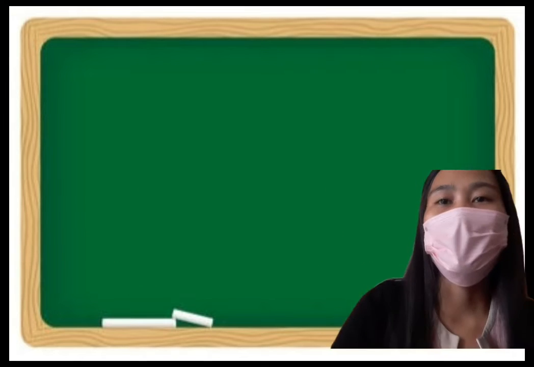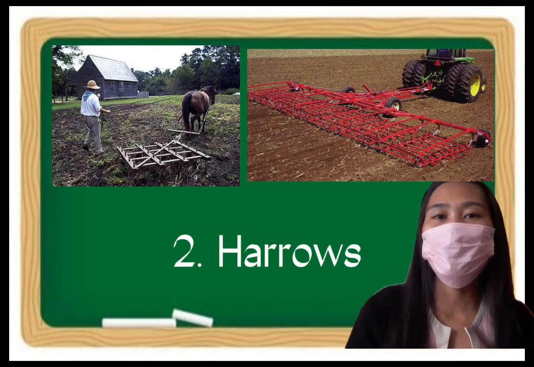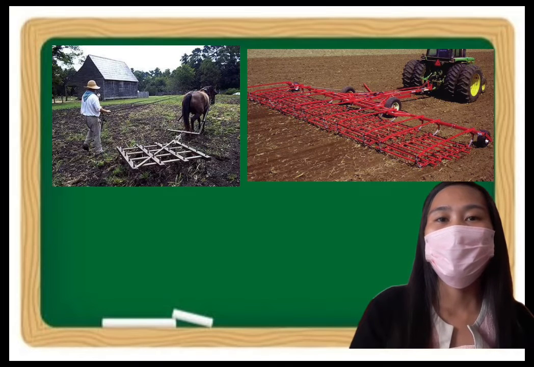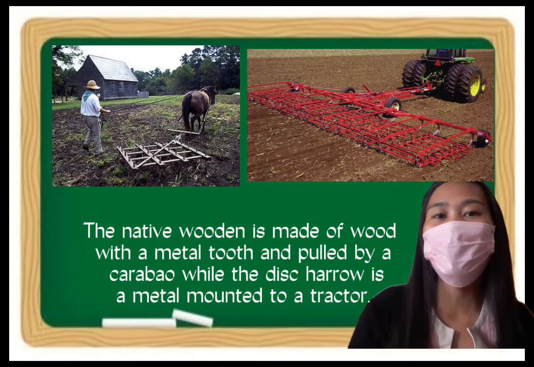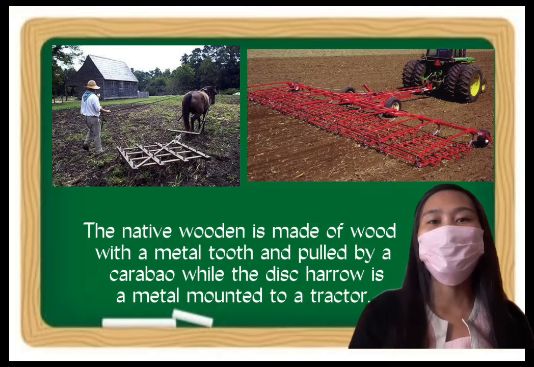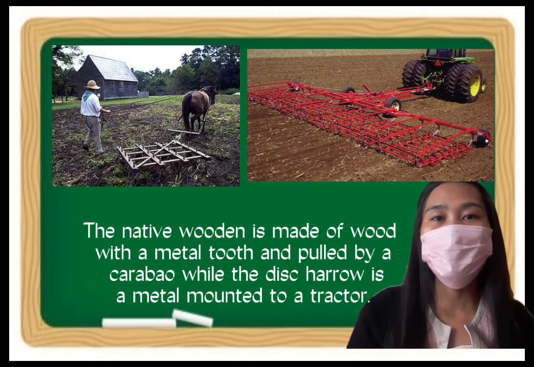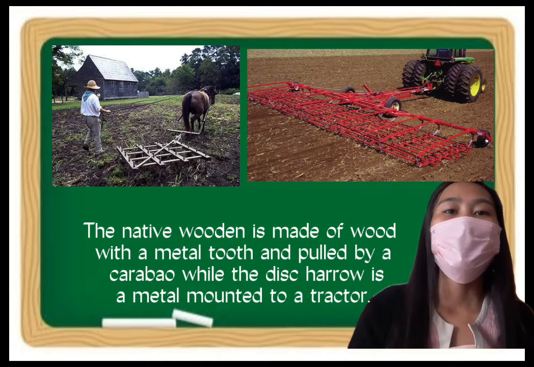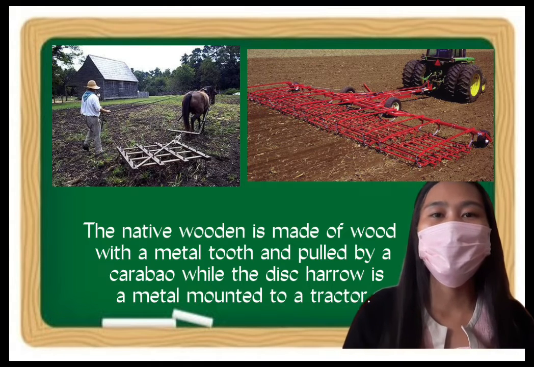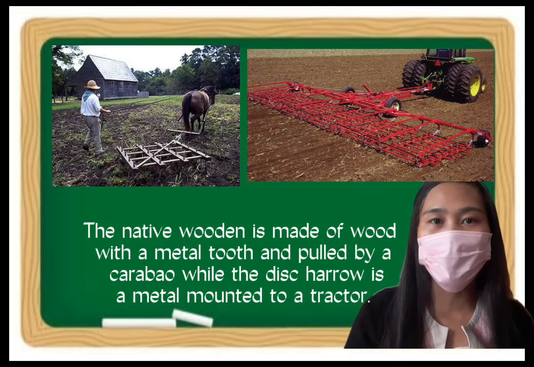Number 2 is harrows. The native harrow is made of wood with metal teeth and pulled by a carabao, while the disc harrow is a metal implement mounted to a tractor. Also, harrows are used for tilling and pulverizing the soil.